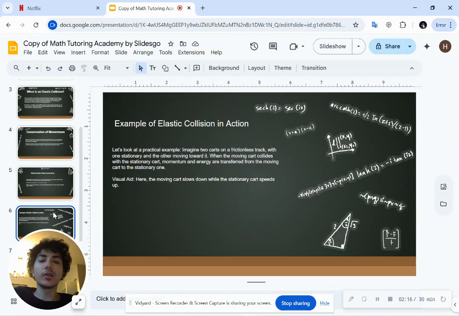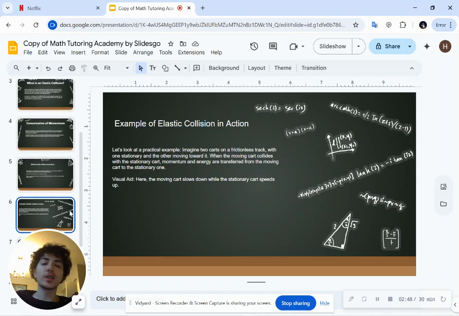Example of elastic collision in action. Let's look at a practical example. Imagine two carts on a frictionless track with one stationary and the other one moving towards it. When the moving cart collides with the stationary cart, the momentum and energy are transferred from the moving cart to the stationary one. Visual aid. Here's the moving cart slowing down while the stationary cart speeds up. So just imagine one stationary cart and one moving cart, and the moving cart goes faster, stays here, and it hits it like that.